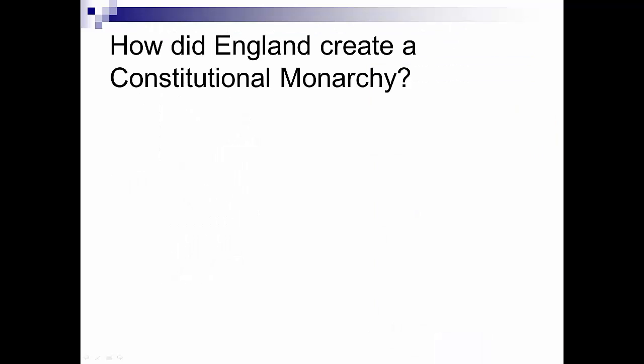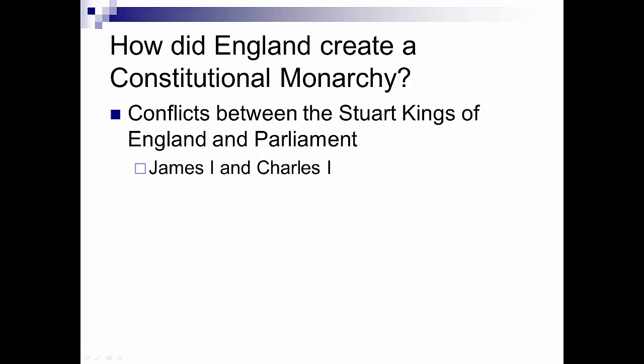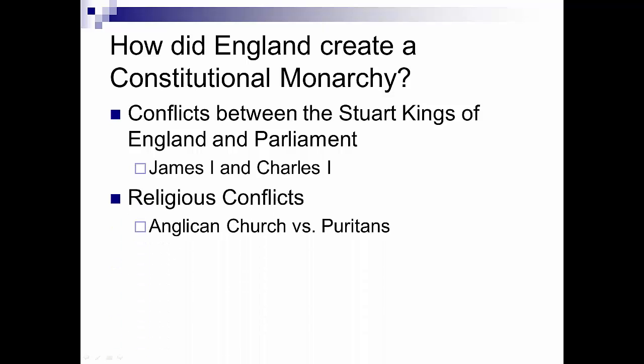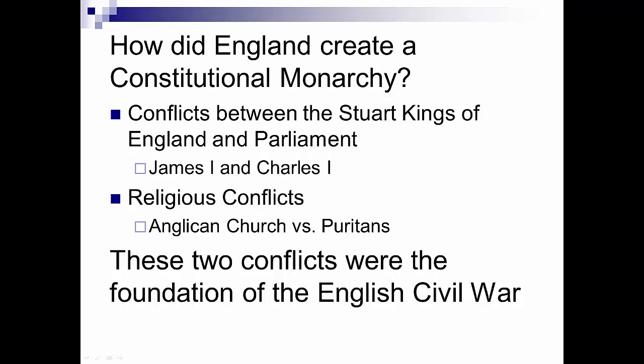And so how did England create a constitutional monarchy? Well, really, it's conflicts between the Stuart kings of England and Parliament, which we'd look at with James I and Charles I, and religious conflicts, the Anglican Church versus the Puritans. These two conflicts are really the foundation of this English Civil War.